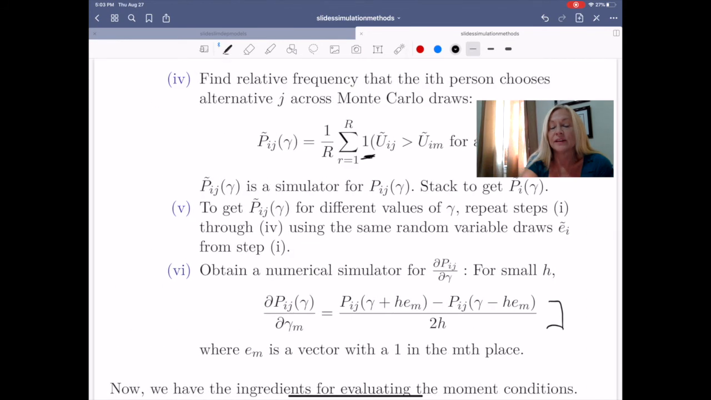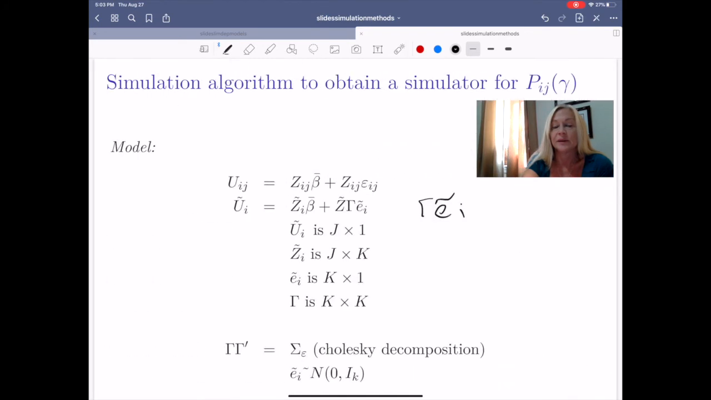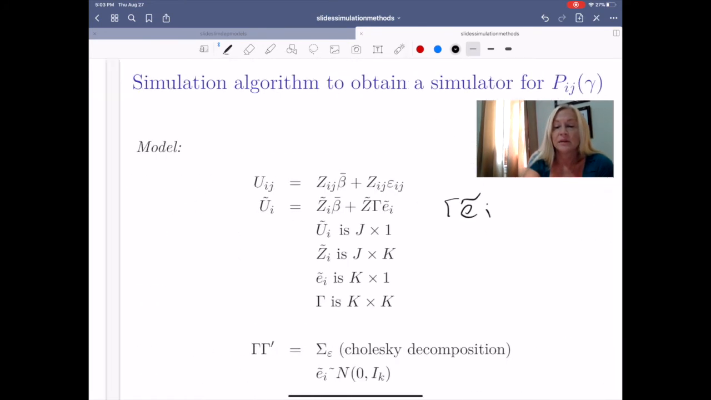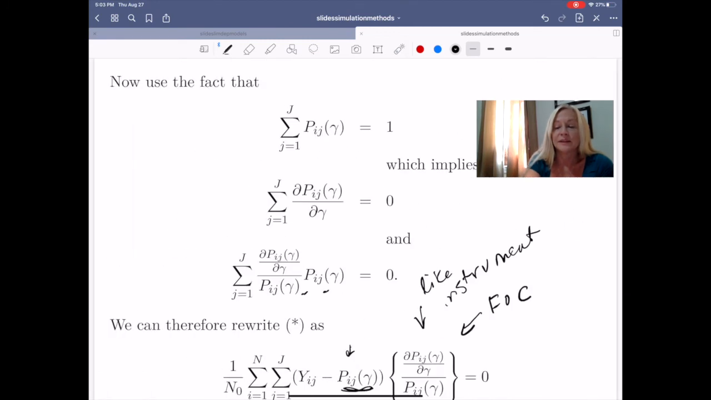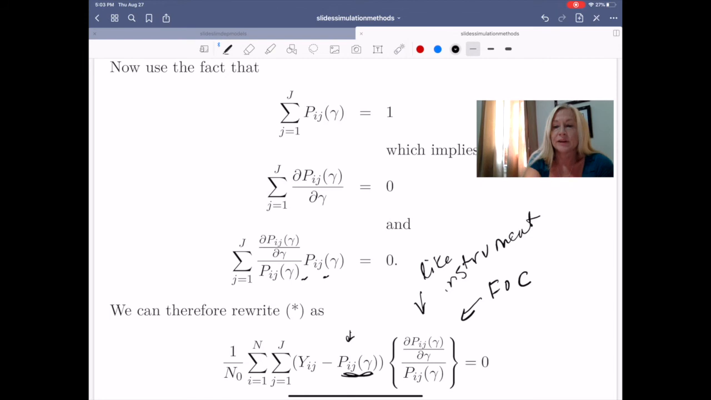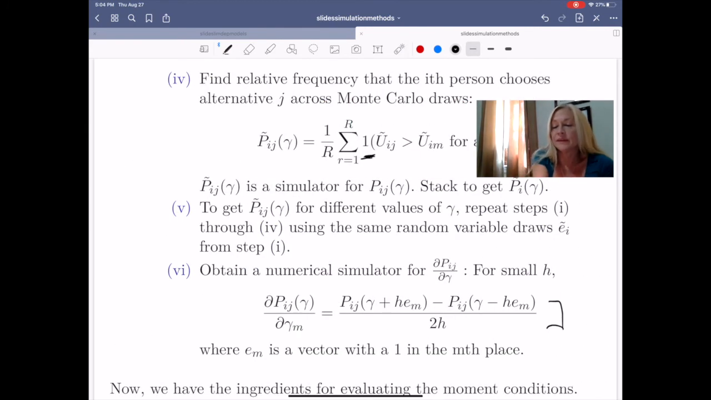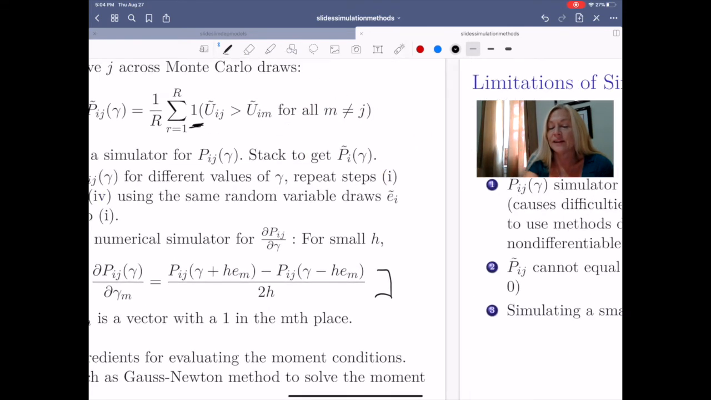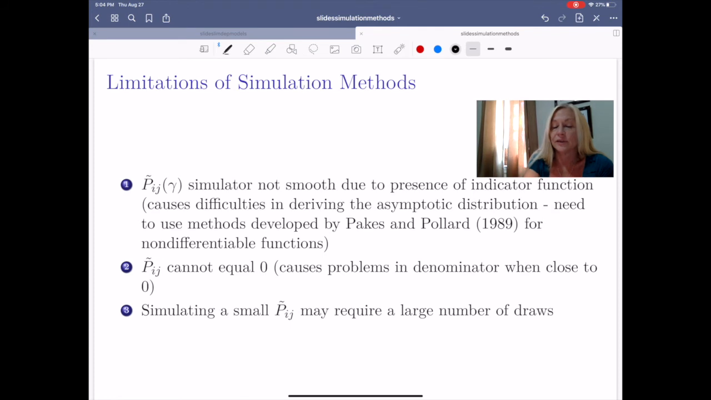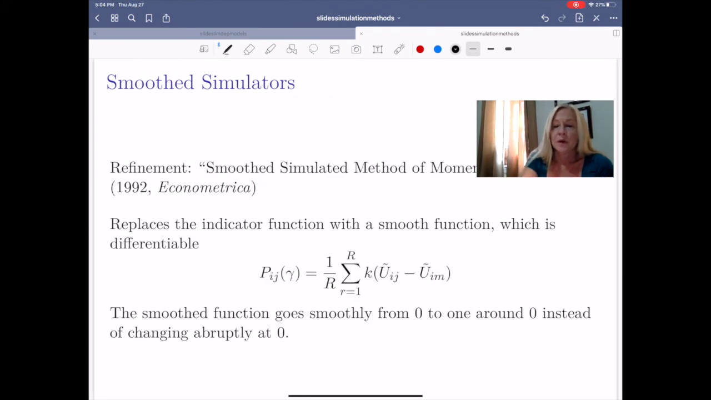I mean, this is also true that Pij still cannot equal 0 because we're dividing by it here. So you might still run into problems with very rare choices, right here. Because you can't divide by 0. So you might need a large number of draws to estimate, so that you have some chance of actually drawing it for rare choices.